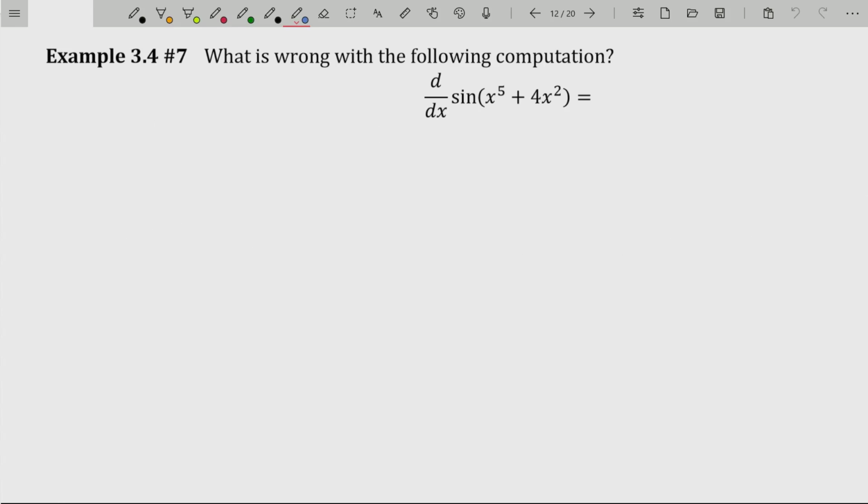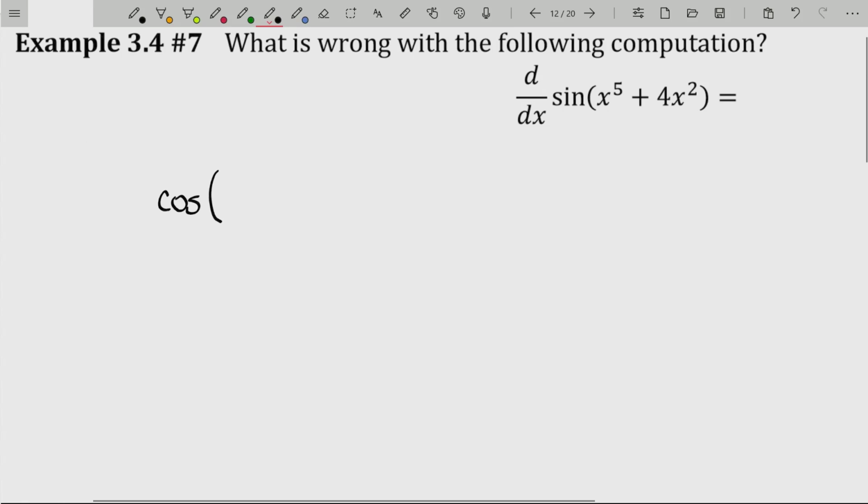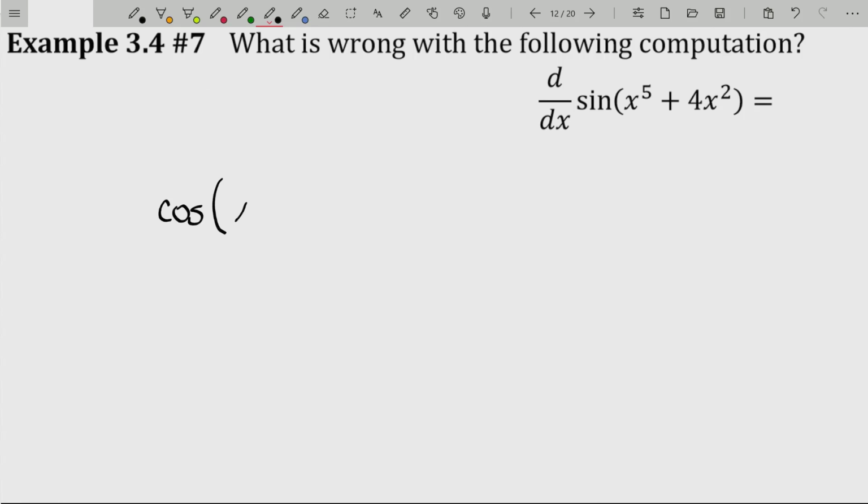As a final example, let's see what's wrong with the following computation. I'm just going to showcase what a student has done before. They see that sine, they say, "Whoa, it's a derivative of sine of something on the inside." So the derivative of the sine, this is what the student does. The derivative of the sine is cosine, great, of the stuff inside. Let me get that clean. Of the stuff inside. So that's x to the 5th plus 4x squared.